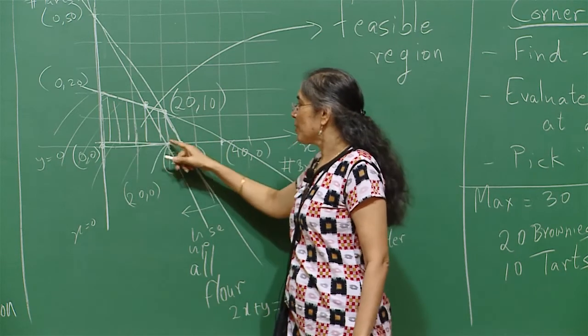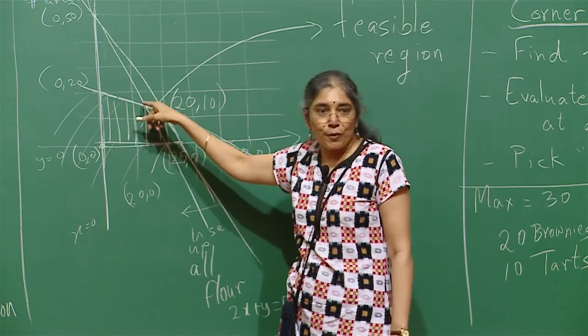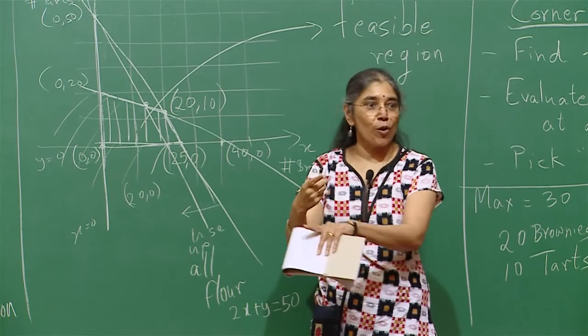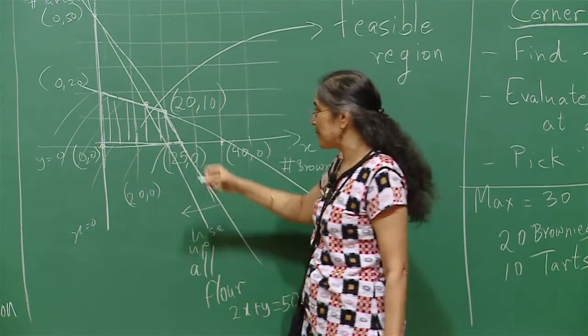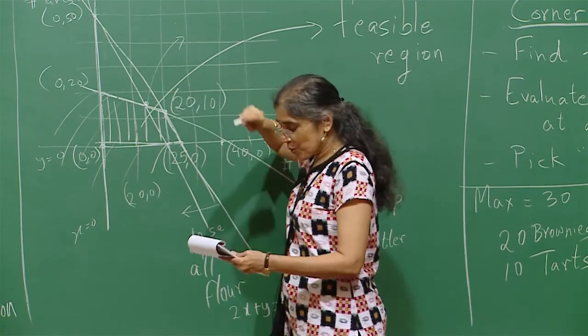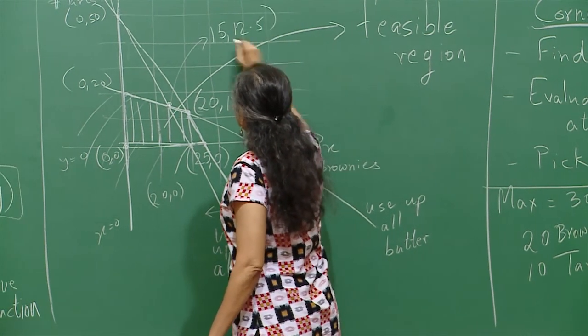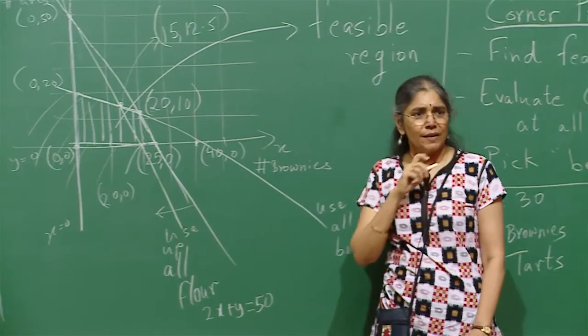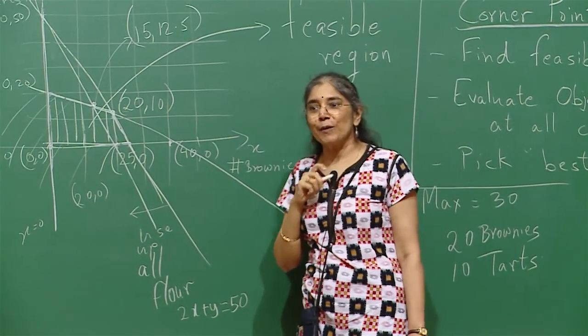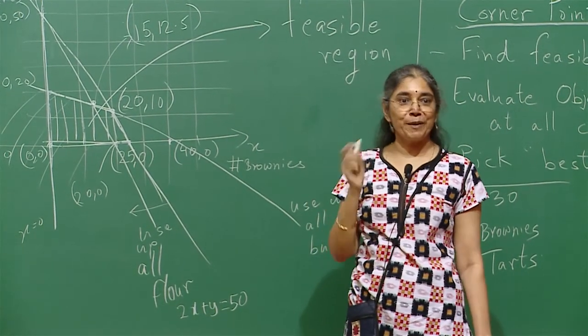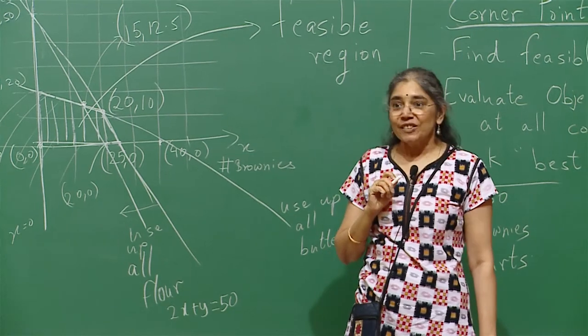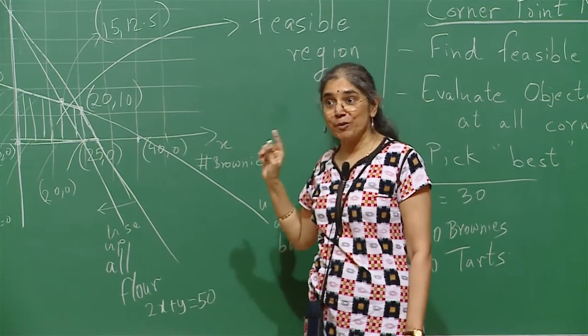We can find out all the corners. How do we find the corners? You have to find the intersection of these two lines. You can solve those two simultaneous equations or in whichever way. But here now when you end up solving these two equations, you are going to get 15, 12.5. So you can make 15 bars and 12.5 tarts. No baker can make 12.5 tarts. So this is an example where this method seems to fail.